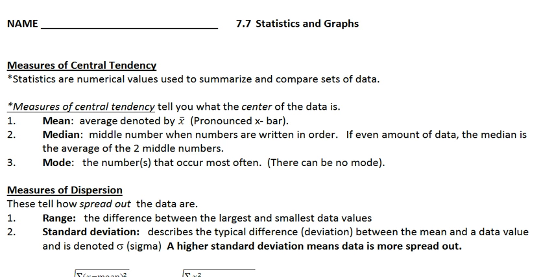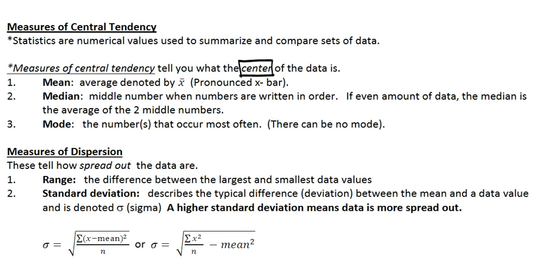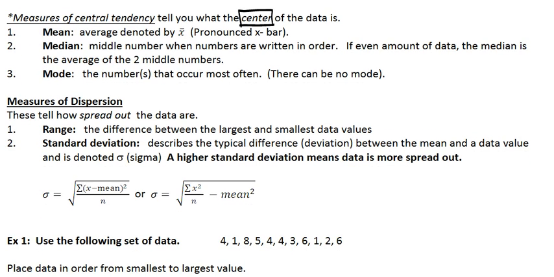First of all, you have learned about mean, median, and mode before. You may not have known that these are called measures of central tendency. And just so you know, statistics are numerical values used to summarize and compare sets of data. So the measures of central tendency tell you where the center of the data is. And I'm giving you some vocabulary words. You know right now you're probably going to need to start studying them. So make a note of that, measures of central tendency.